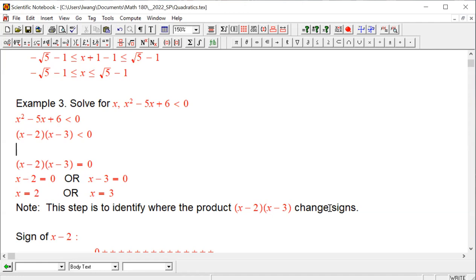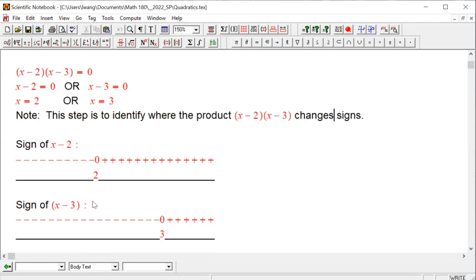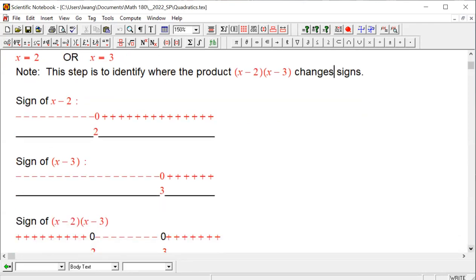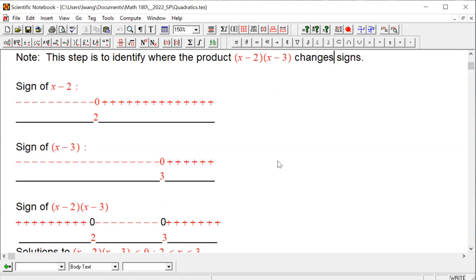Where the product changes sign. So once we identify the point where it changes sign, then we can go about the same method, right? If you like the visual, or you like the table, or you like the function method, any method you want, you can just use them. And here I use the sign method, right? You plug in any number into x minus 2. If that number is less than 2, x minus 2 is going to be negative. At 2 it is going to be 0. Larger than 2, going to be positive.